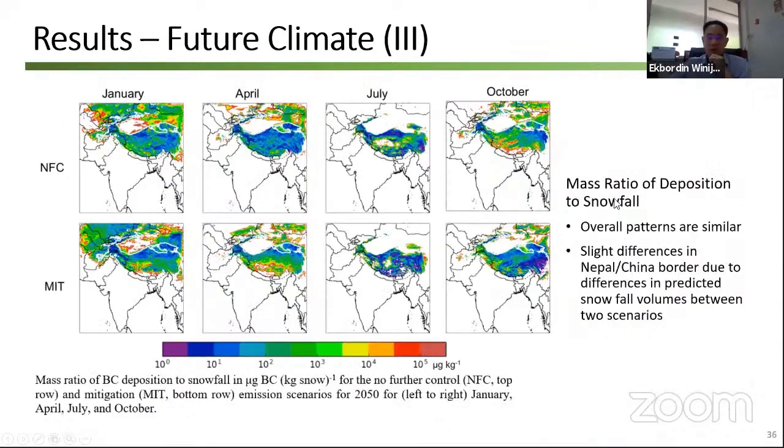Okay, last one, we also calculate the mass ratio in terms of black carbon over the snow. And then you can see that pretty much the same pattern of no further control and mitigation. But there are just some slight differences over the area between the border of Nepal and China. Like in this area, as you can see, this one has a high mass ratio of deposition, but this area has a lower mass ratio of deposition. But anyway, in general, the distribution of the mass ratio is about the same in two scenarios.